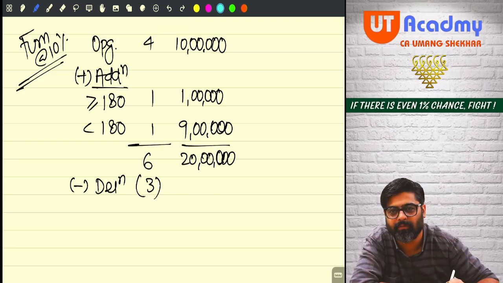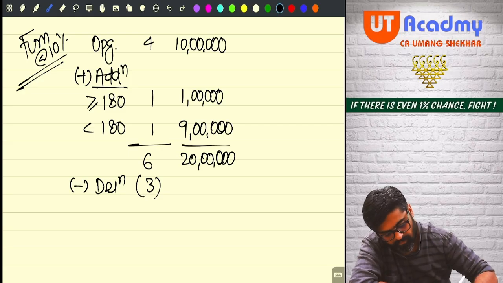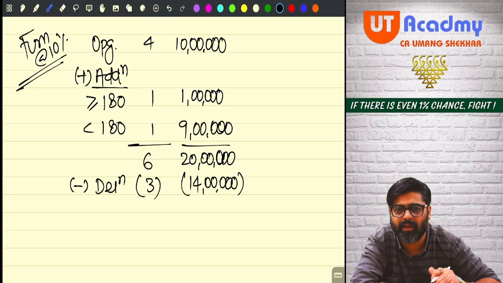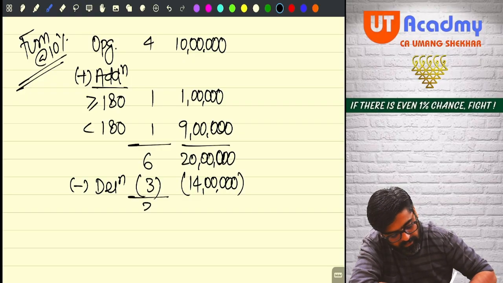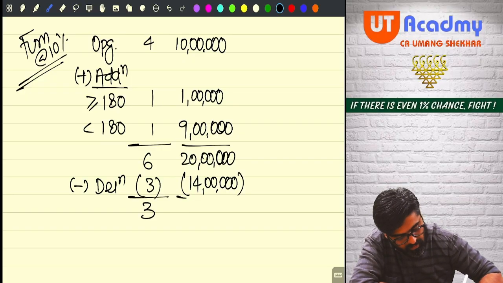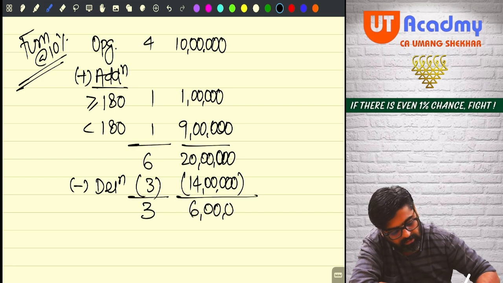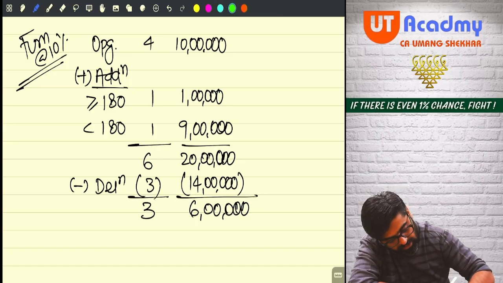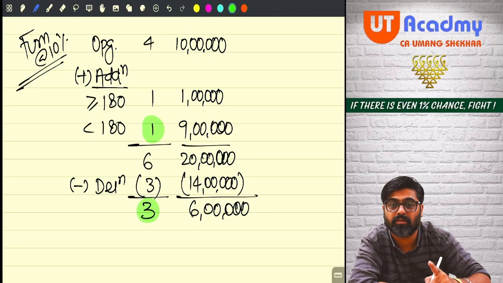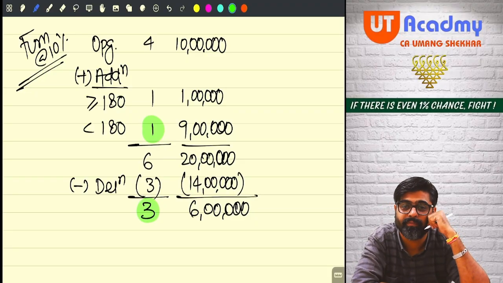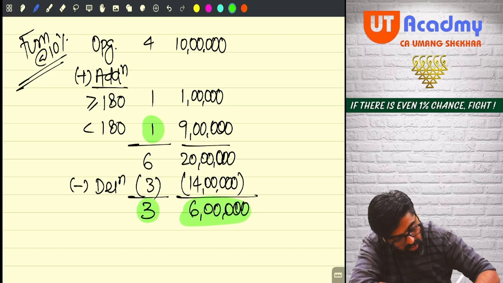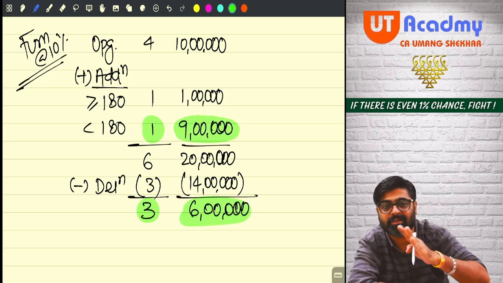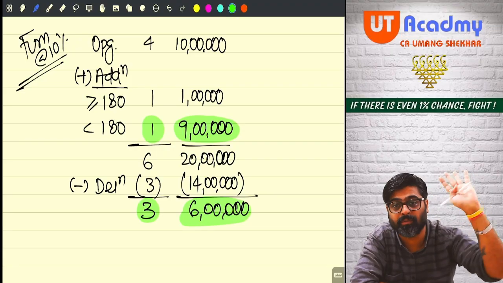Three assets gone. I found a good guy who gave me 14 lakhs for my 3 assets. So now how many assets are still remaining? 3. How much value? 6 lakhs. Now tell me one thing. Do you still have this asset in the block? The answer is yes, it is not yet sold. So on this value, the depreciation is to be calculated at half, and on the balance it has to be full rate.